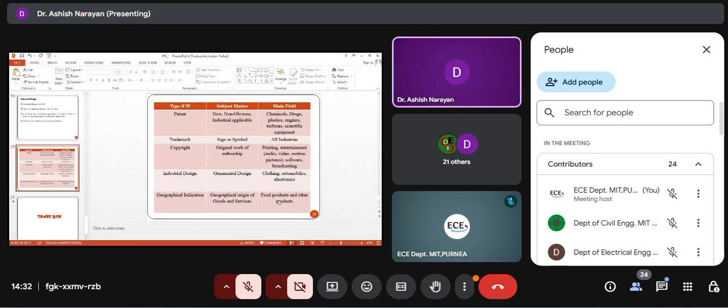Design. Sir, excuse me, sir. What did you tell about designing of the ornament? Can you please repeat, sir? Ornament like in silver, gold, in several designs.